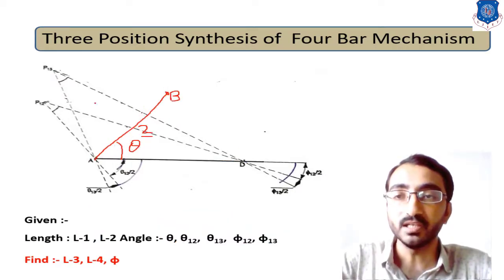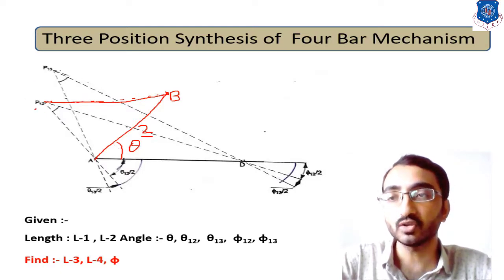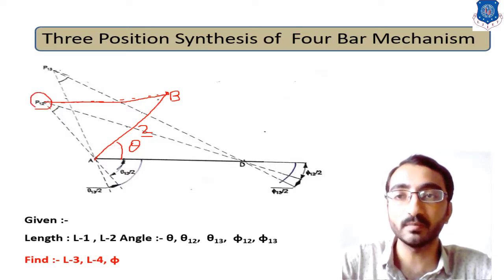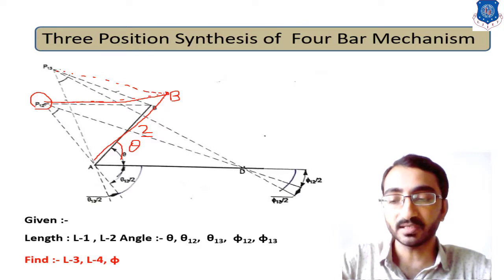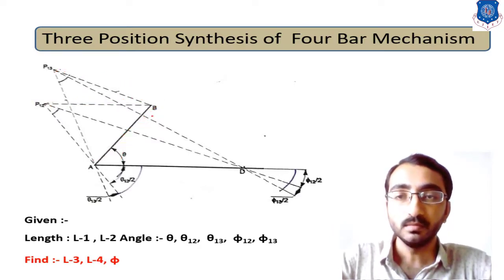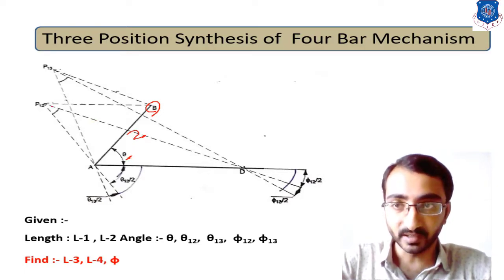From this point B, join P12 to point B. This one is your reference line, which should be drawn with a dashed line. Okay, so now join your pole point with point B. So similarly, your P13 will be connected to your point B, and it will be sketched like this. Okay, so in this way you can join your link number 2, which is sketched with theta angle, and it is connected with P12 and P13.